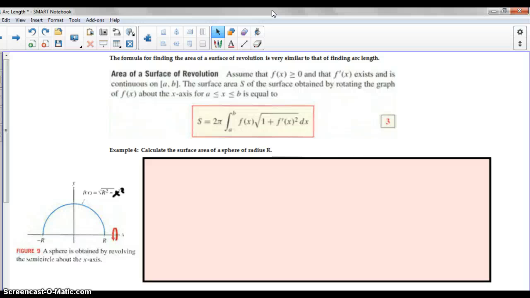And the formula for it looks very, very similar to that of arc length. We have the same conditions as before. We need a derivative available, a positive function, and also continuous. The surface area can be found using this formula. The main similarities are the bounds a and b. The square root of 1 plus the derivative squared is still there. The new additions for surface area are 2 pi and multiplying the integrand by f of x.